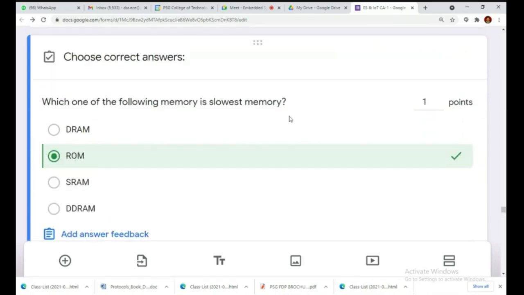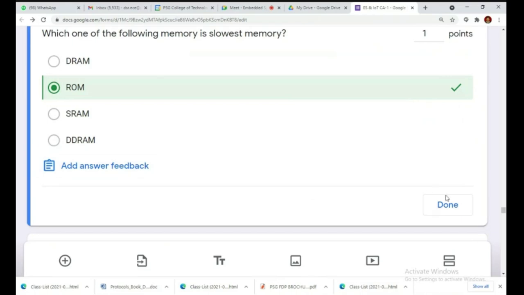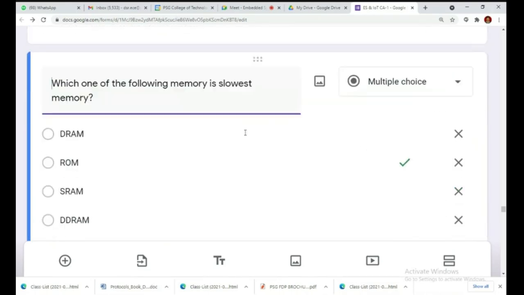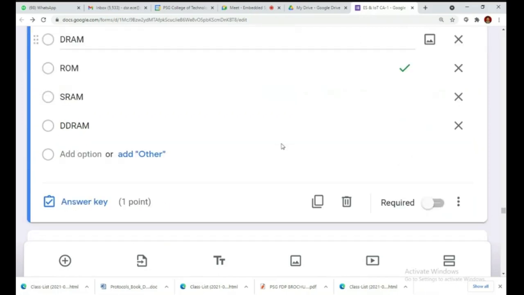Which one of the following memory is the slowest memory? Read-only memory is the slowest memory.